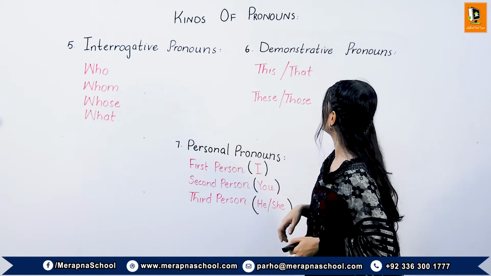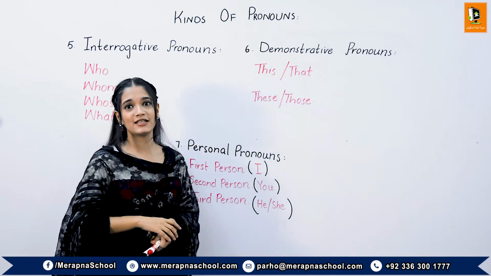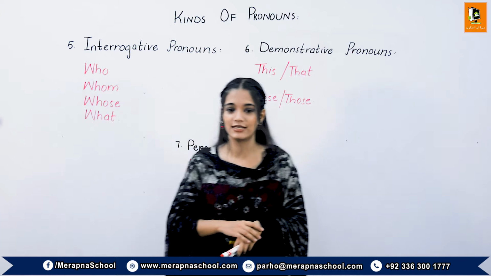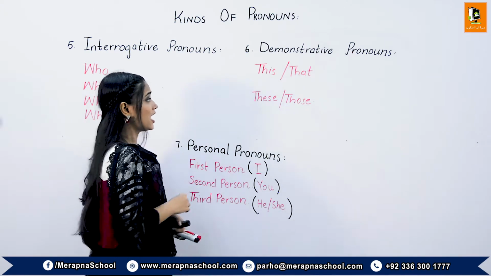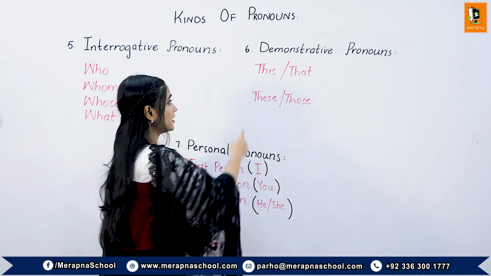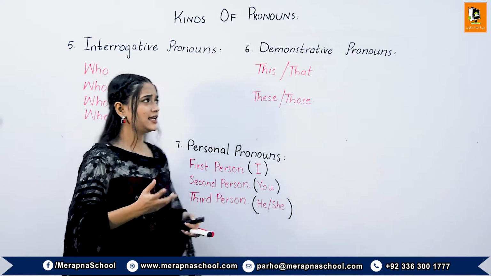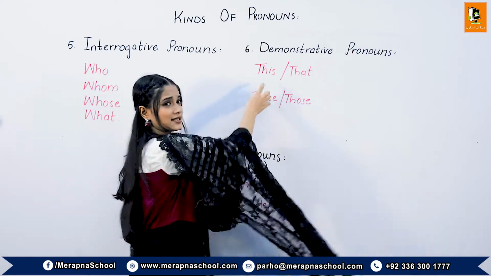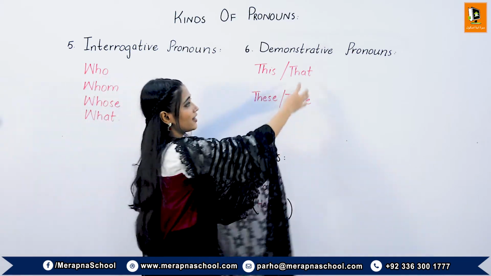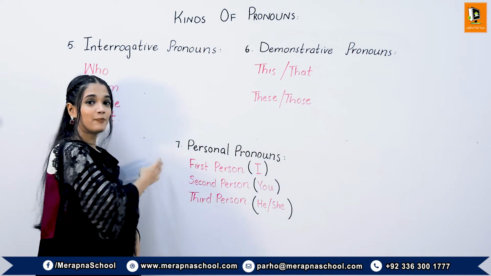Now moving on to the demonstrative pronouns. Demonstrative pronouns identify specific nouns or pronouns and are used as subjects as well as objects. For example, this, that, these, those. For singular we use this and that, and for plural we use these and those. For things which are near, we use this and these, and for things which are far away, we use that and those.